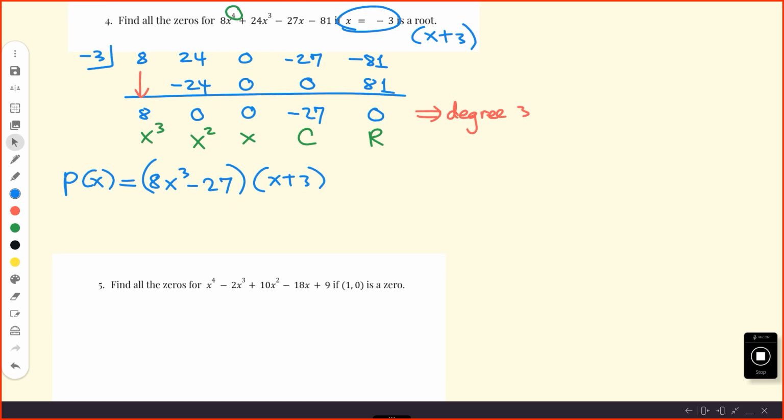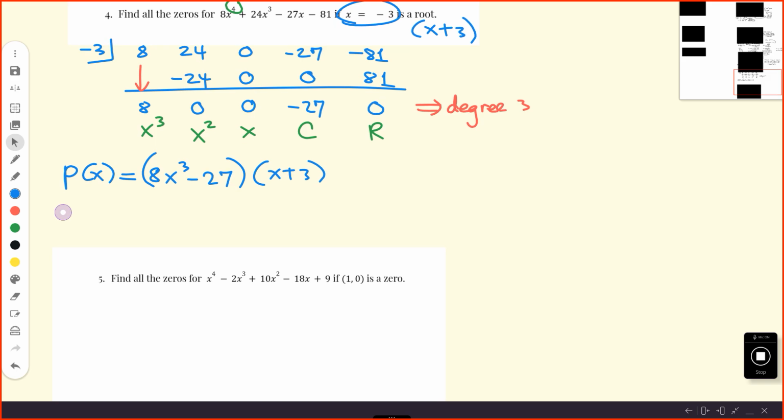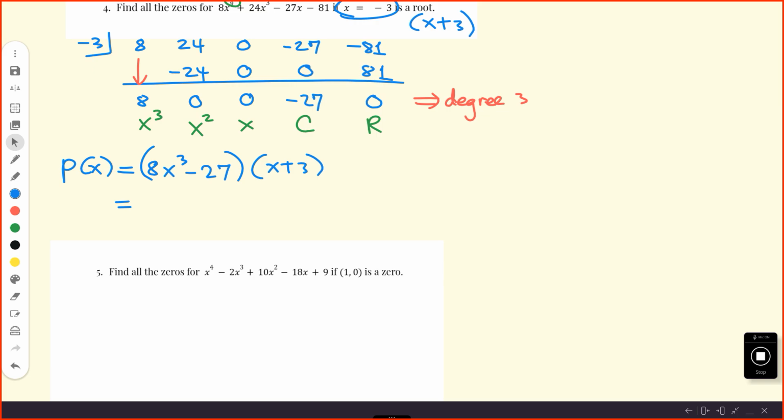But we know 8x cubed minus 27. We should have 4 factors, right? Or 4 zeros because the degree of the polynomial is 4. So that means we can get the other 3 zeros from this 8x cubed minus 27 because we know one of them is negative 3. Okay? All right, so this is a difference of 2 cubes because 8 is a perfect cube and 27 is a perfect cube. Okay, so we can do this pattern.